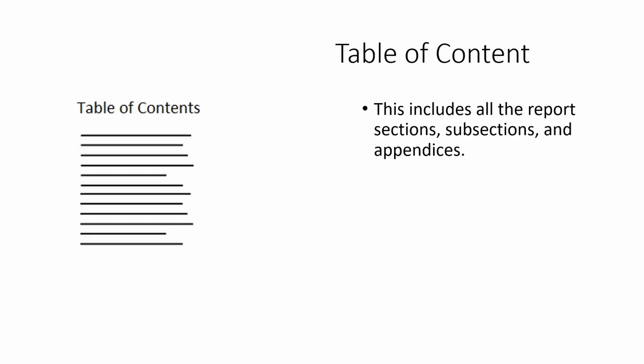So with the table of contents, this is going to include the report sections, subsections, and appendices. It's just a list of what goes in there. If you've ever read any books, there's always a table of contents. That's what we're doing.